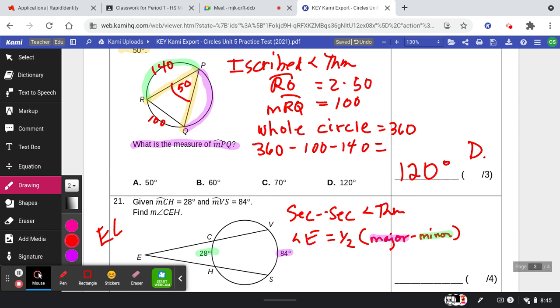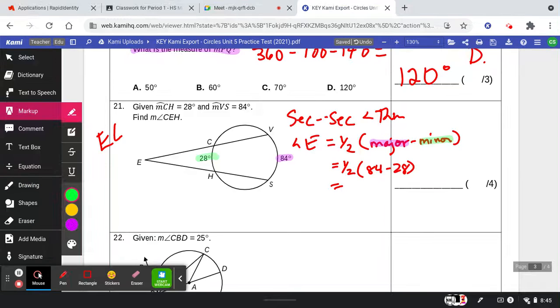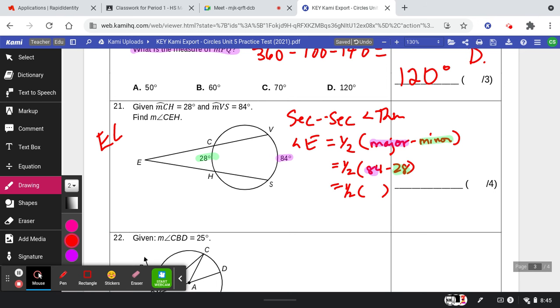So please go do this calculation for me. Half of 84 minus 28 and see what you get. Take a minute to finish that calculation. Can someone do 84 minus 28 for me? What's that going to be? 84 minus 28, Morgan?